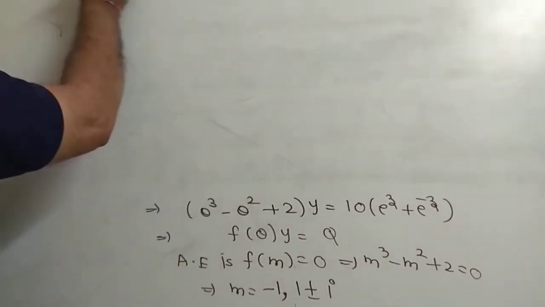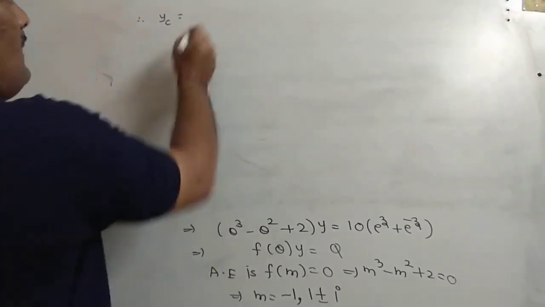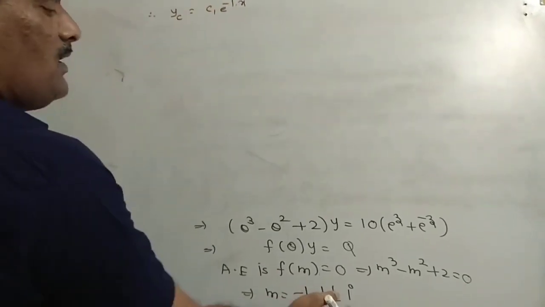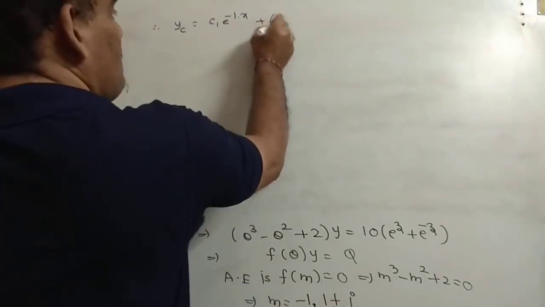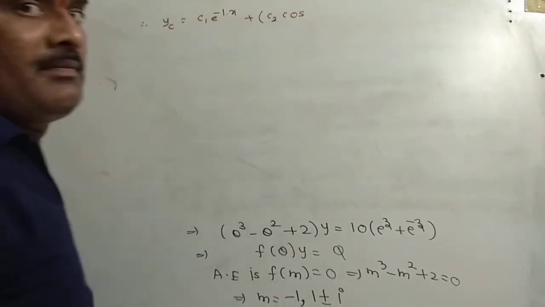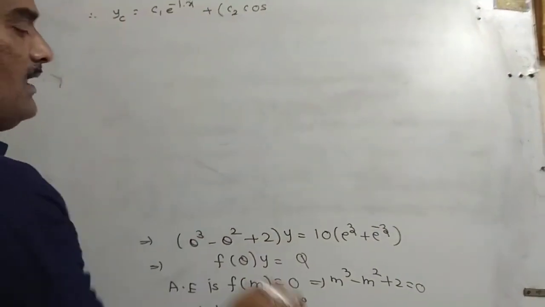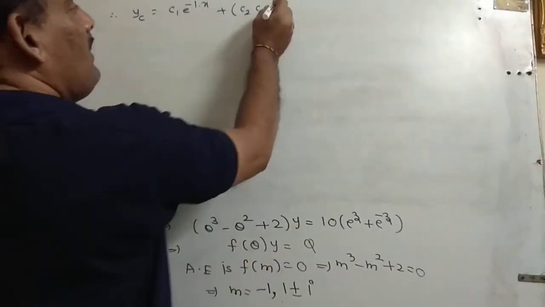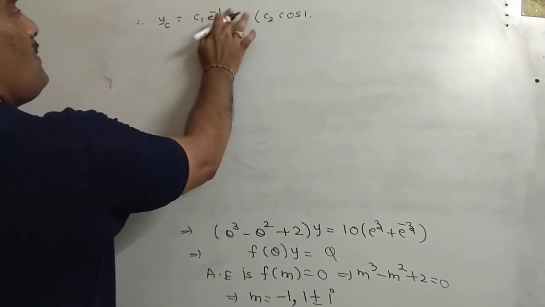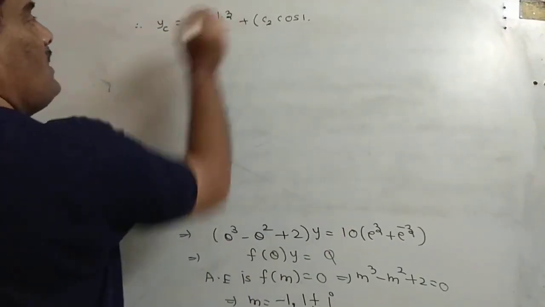So therefore your complementary part YC equal to, how to write down? First you write down the real part, it is C1 e to the power of minus 1 into x, corresponding to the complex roots, plus C2 cos of the imaginary part coefficient, which is 1, so 1 into, shall I write x or z? It is not actually the x variable because it is converted into the z variable, it is z only.